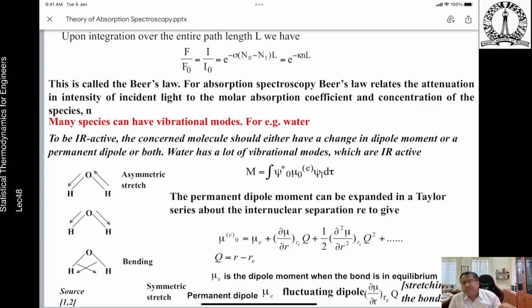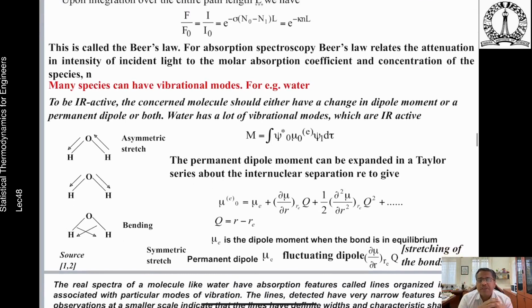The permanent dipole moment of water can be expanded in a Taylor series about the internuclear separation distance. And that is exactly what you see over here, where Q is basically R minus R_e, the change from the equilibrium distance between the two nuclei.